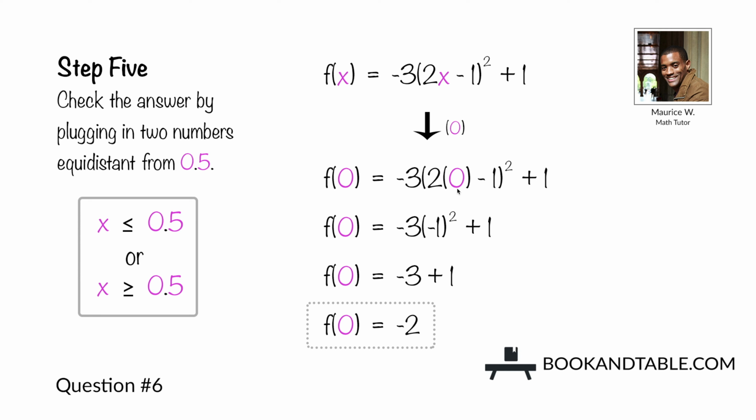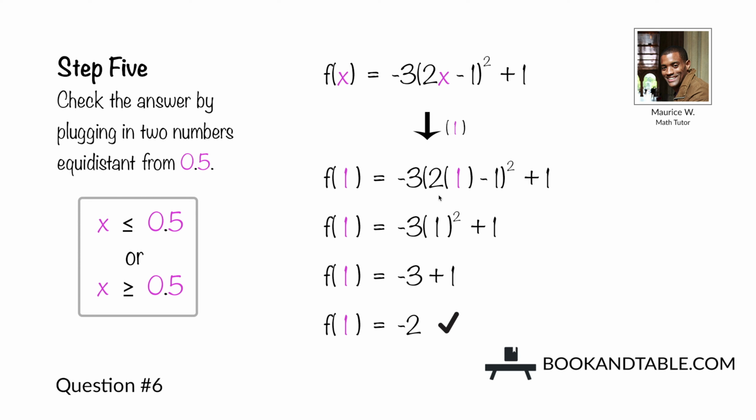Here we have 2 times 0, which is 0. And 0 minus 1 is negative 1. Negative 1 squared would be 1. So negative 3 times 1 is negative 3. And negative 3 plus 1 is equal to negative 2. So we find that f of 0 is equal to negative 2. So we know this is the correct answer if f of positive 1 is also equal to negative 2.